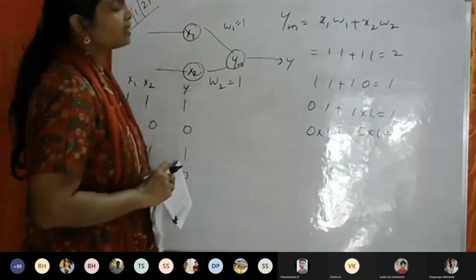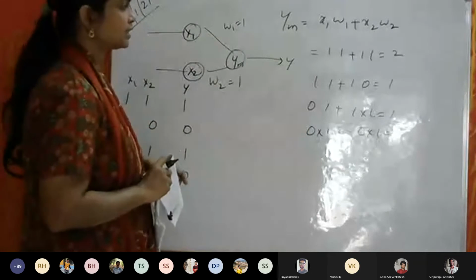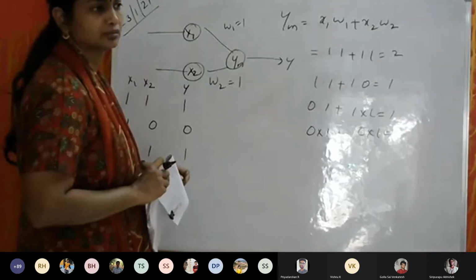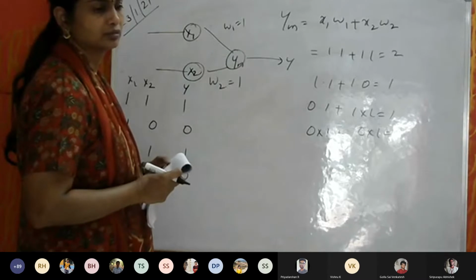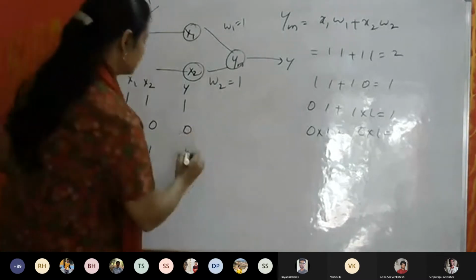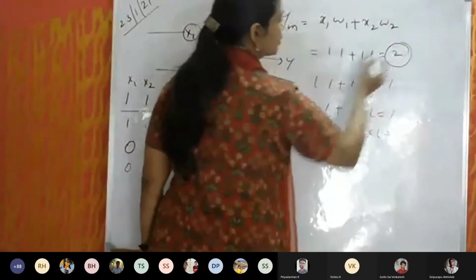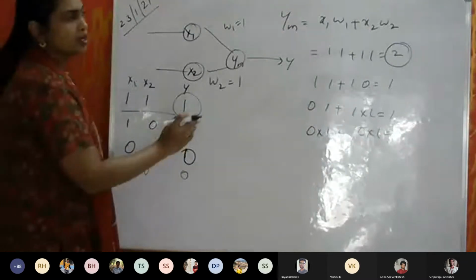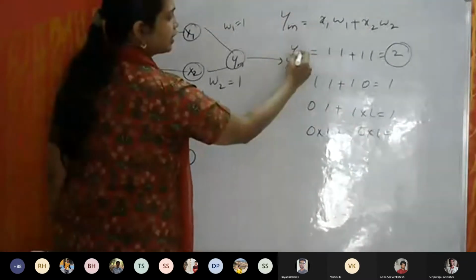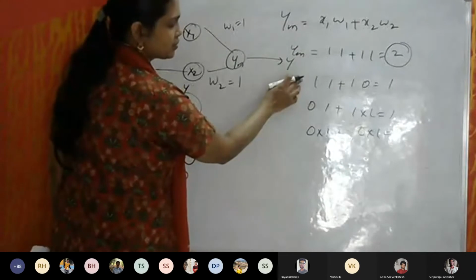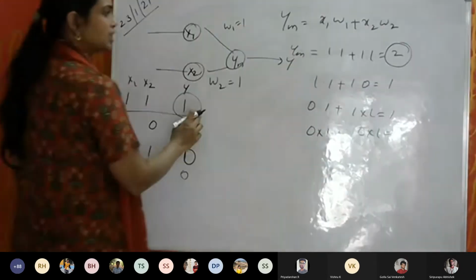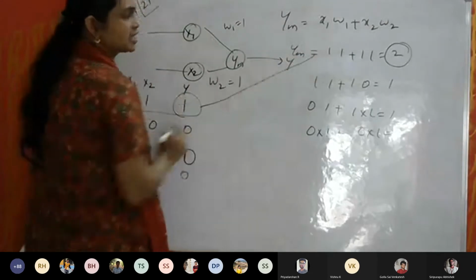So what can be the threshold value for this AND gate? You need a 1 only for the first input, isn't it? So we can set the threshold to 2, because for the rest of the inputs it should give 0. Here Y in is 2 for the first, and for the rest of the places Y in is 1, 1 and 0. So we need a 1 only for the first case.